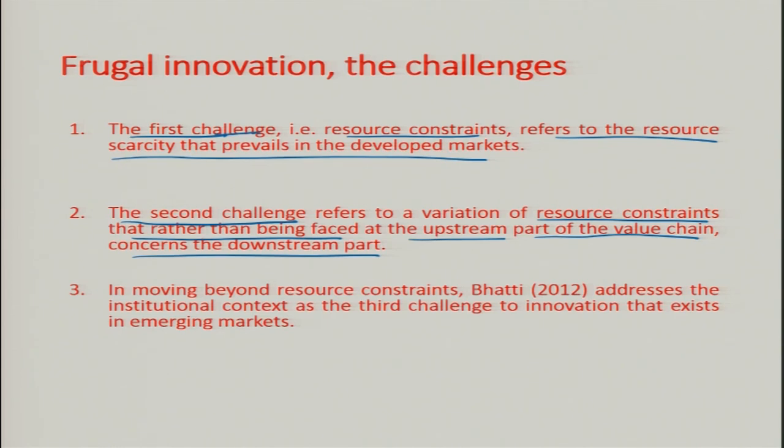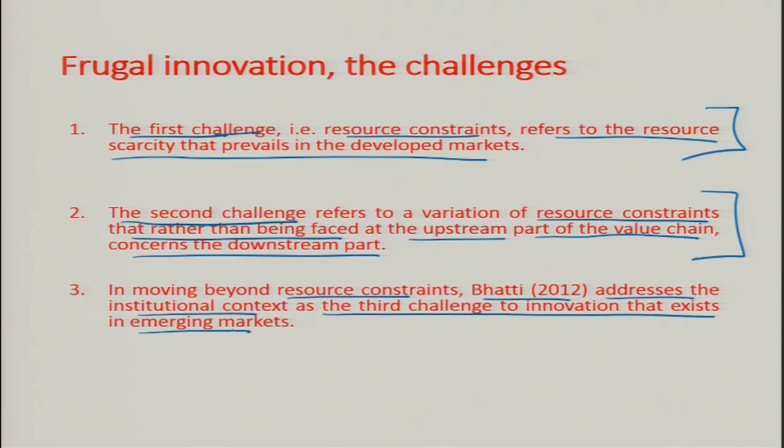These are the challenges in frugal innovation. Now, in moving beyond resource constraints, Bhatti addresses the institutional construct as the third challenge to innovation that exists in emerging markets. What they say is that while these features generally stifle business activity by increasing transaction costs and therefore represent a major hurdle for multinational companies and entrepreneurs, they at the same time create an ideal context for rethinking one's prevalent assumptions about innovation.